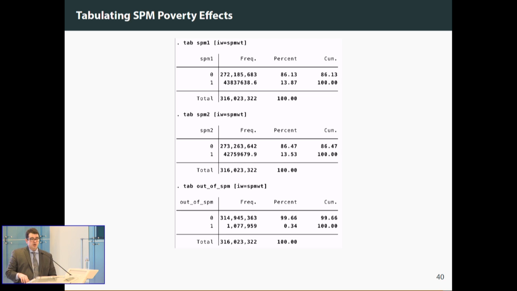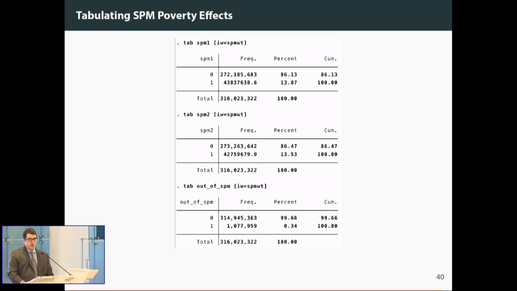So when you run that in Stata, tab is just the Stata command for tabulation. IW is a way that we're using to weight it. So you'll notice that I'm using the SPM weight there. When you look at the baseline, SPM1, you get a 13.87% poverty rate and just under 44 million people in poverty. It matches what Census publishes as the official SPM poverty rate for 2017.